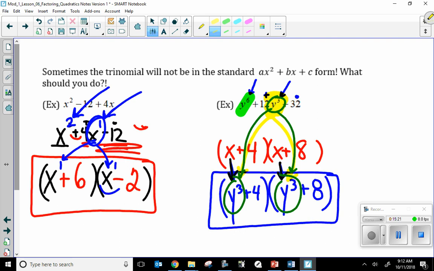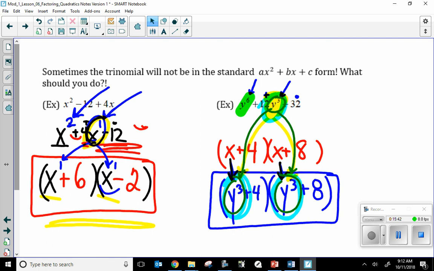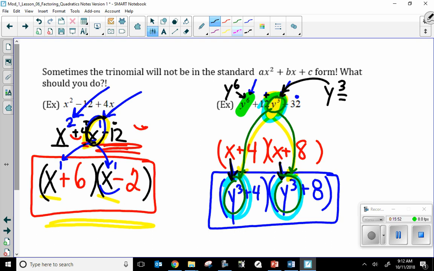Normally, if I look here to the left again, we just put an x here and an x here. How come? Because there's just an x here. Okay? There's just an x there. All right? Well, now let's look over here. We're going to put a y cubed here and a y cubed here. How come? Because there's a y cubed here. How come that works ultimately? Because y cubed, 3, is literally half of that exponent there. It works every time.